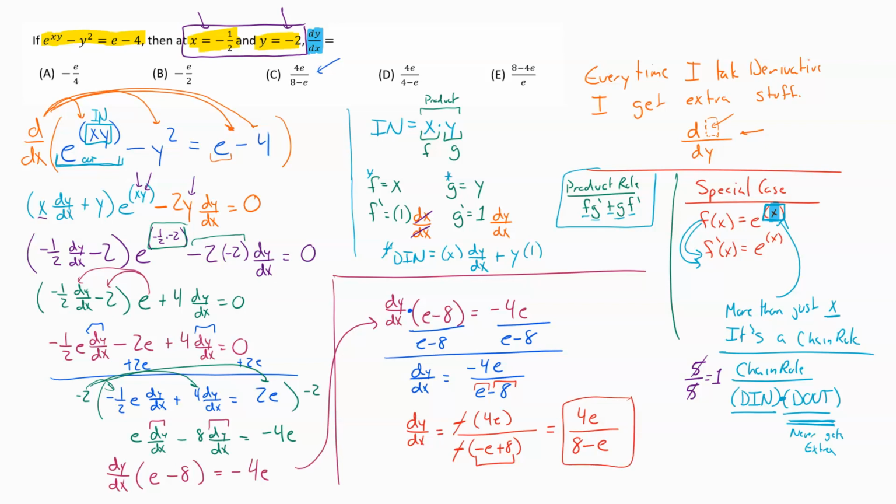So implicit differentiation, the main idea is every time I take a derivative, I get extra stuff. And remember, chain rule, product rule, quotient rule always still work together, so you can't forget those.